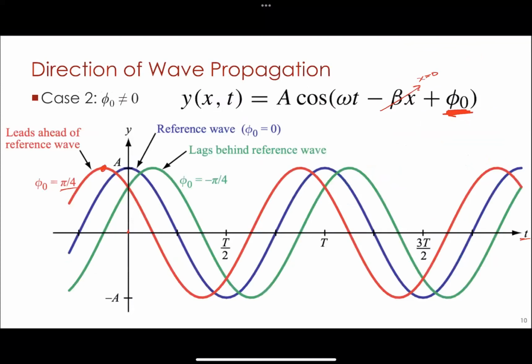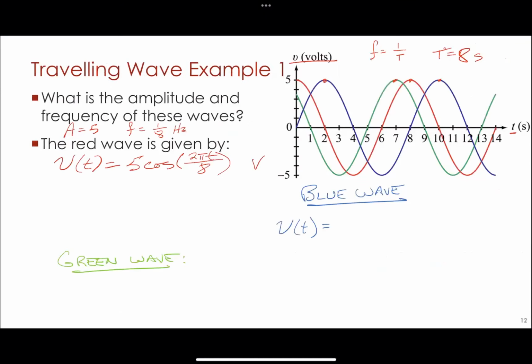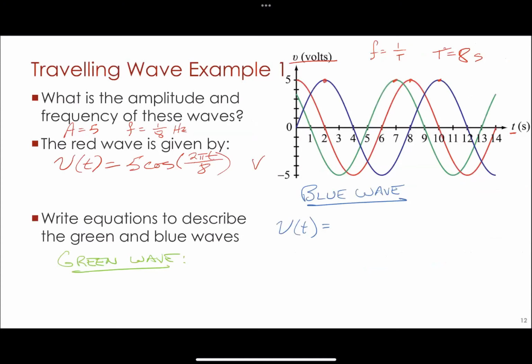Everyone agree with that? Or do some people think it might be positive? Because we're starting with the red one, and we need to shift it to the right to get to the blue-purple one, so we have to have a negative value. The only difference between the red wave and the blue wave is this phi 0. So everything else is the same. We have 5 cos 2 pi t over 8, and we just said it's minus something. So now the question is, minus what?